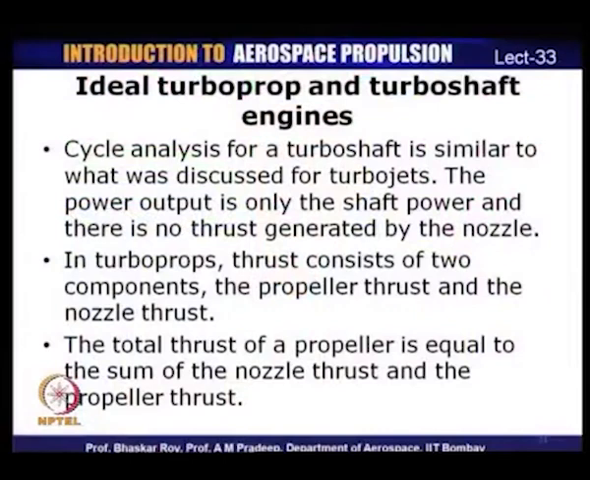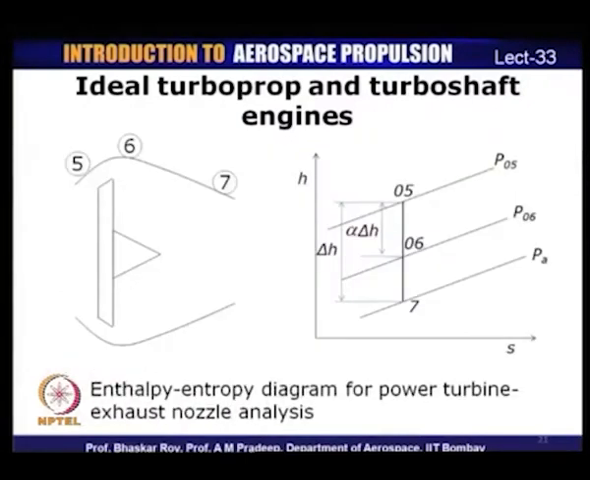So, cycle analysis for the turbo shaft is very identical to what we had discussed. The only thing is here the power output is the shaft power and there is no thrust generated by the nozzle. In turboprops, thrust comprises two components, the propeller thrust and the nozzle thrust. Therefore, the total thrust will be equal to the sum of the nozzle and the propeller thrust. If you look at the power turbine, I mentioned that is the major difference between a turboprop or a turbo shaft and the other forms of engines.